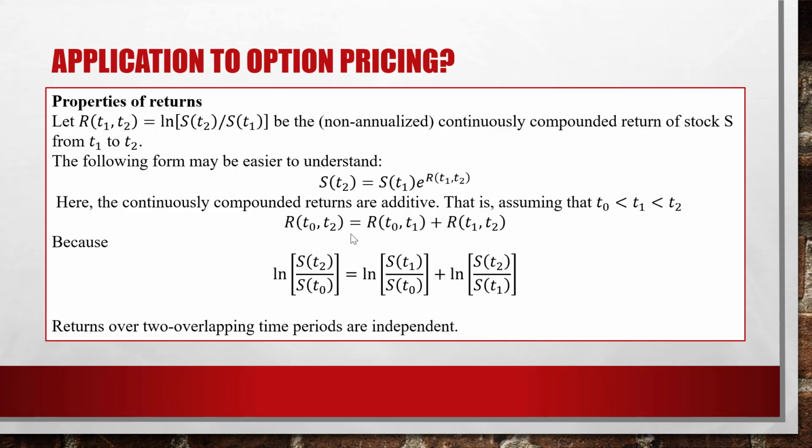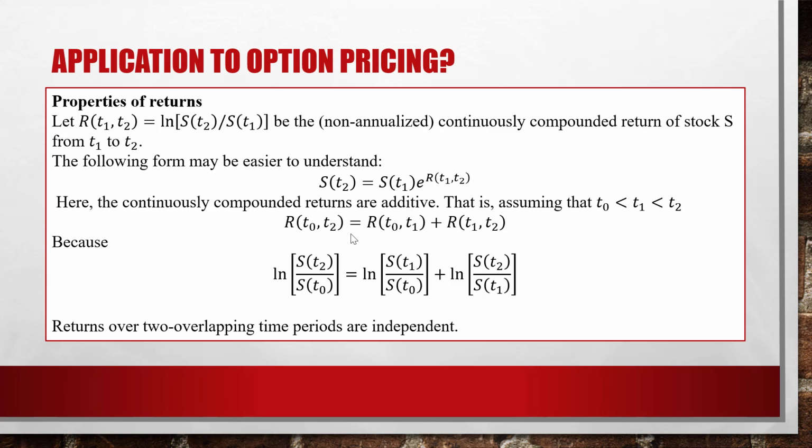So we have R(T1, T2) is equal to natural log of F(T2) over F(T1), because if you look at the model, we have S(T2) is equal to S(T1) times e to the R(T1, T2). So from here, in order to solve for the rate of return R(T1, T2), we basically take the natural log of F(T2) over F(T1).